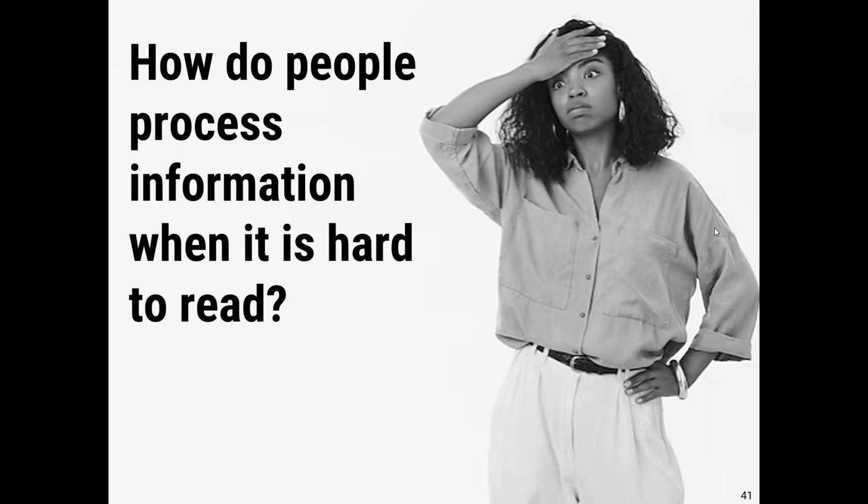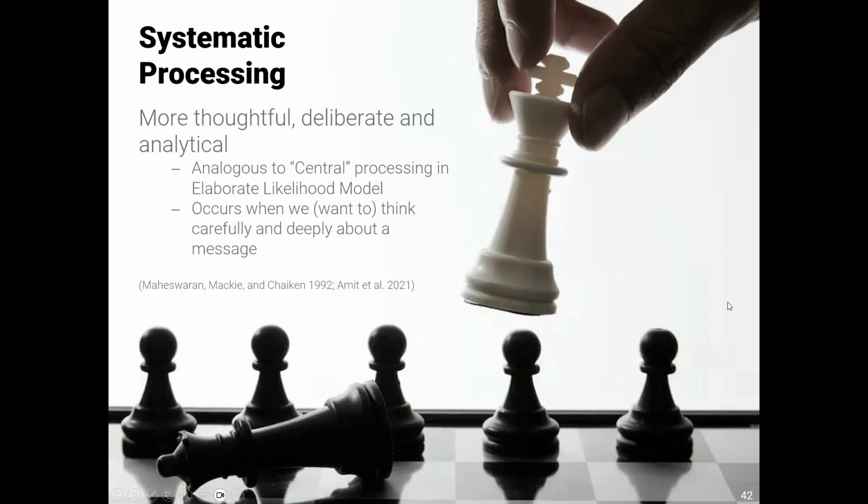To answer this question, I took a look at the existing literature on the dual processing system. According to this literature, people use two different ways to process information: systematic processing or heuristic processing. If we consider it as a continuum, on one side we have systematic processing, while on the other side we have heuristic processing. Systematic processing is more associated with thoughtful, deliberate, and analytical thinking, and it happens when people want to think carefully and deeply about provided information.